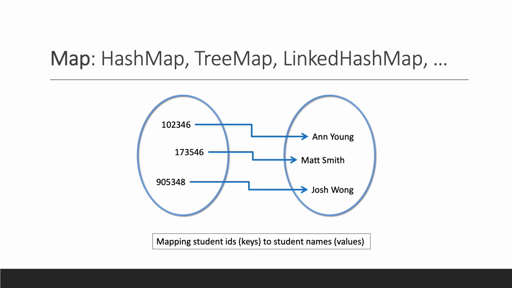A map is called dictionary in Python. It's a collection of key-value pairs. For example, we can map students' IDs onto student names. Student IDs serve as the key, and student names are the values in this data structure. Keys must be unique and are used to retrieve values. When we need a dictionary, we can use HashMap, TreeMap, or LinkedHashMap.